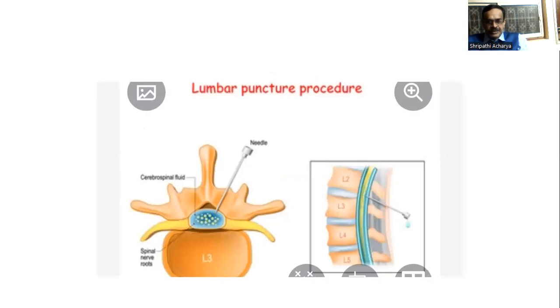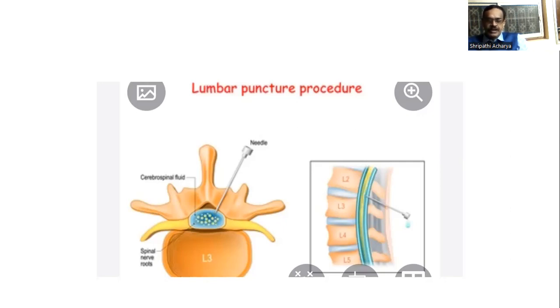This is the lumbar vertebrae between L2 and L3 in the spine. We are inserting the spinal needle into the epidural space, subdural space, and we are taking the CSF, cerebrospinal fluid, and it is collected in a sterile vial and sent to the laboratory. There we get the analysis of the CSF.